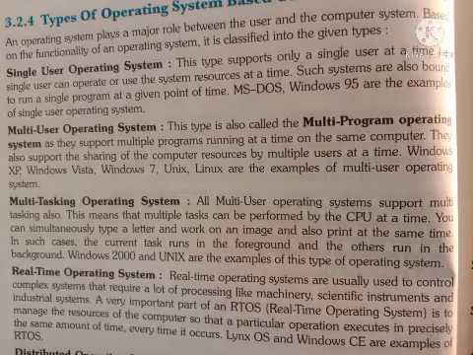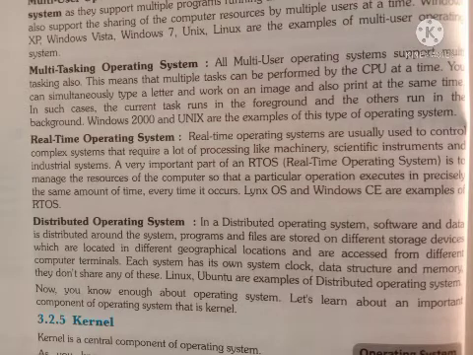Last one, the real-time operating system. Real-time operating systems are usually used to control complex systems that require a lot of processing, like machinery, scientific instruments and industrial systems. A very important part of an RTOS, which means real-time operating system, is to manage the resources of the computer so that a particular operation executes in precisely the same amount of time every time it occurs. Linux OS and Windows CE are examples of real-time operating systems.